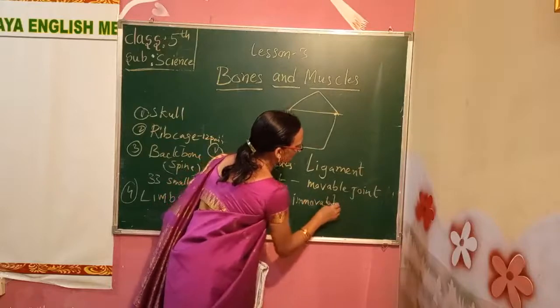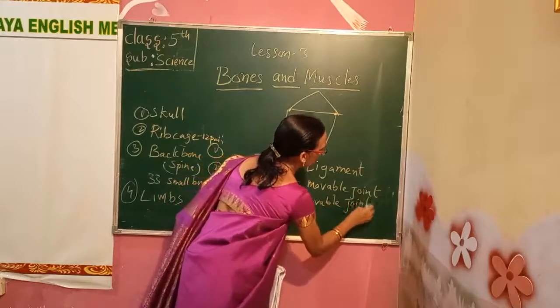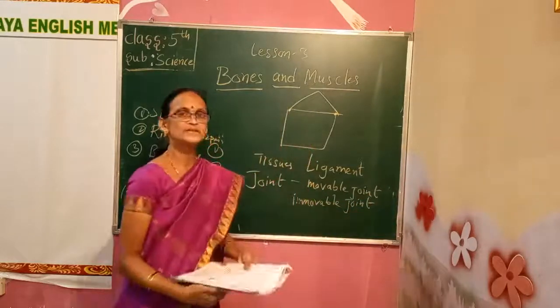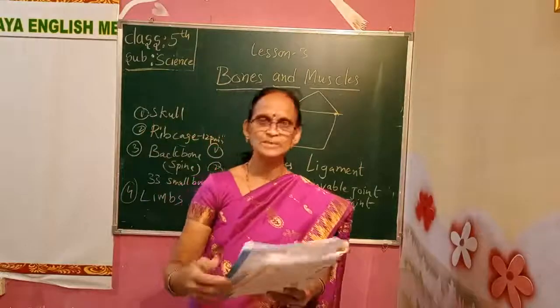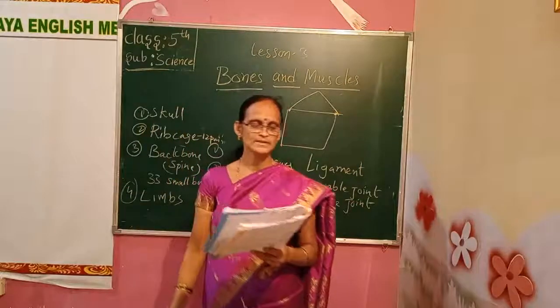Immovable joint means the joint which we cannot move. And the movable joint is the joint which we can move flexibly, like our hands or legs, which we can move easily.